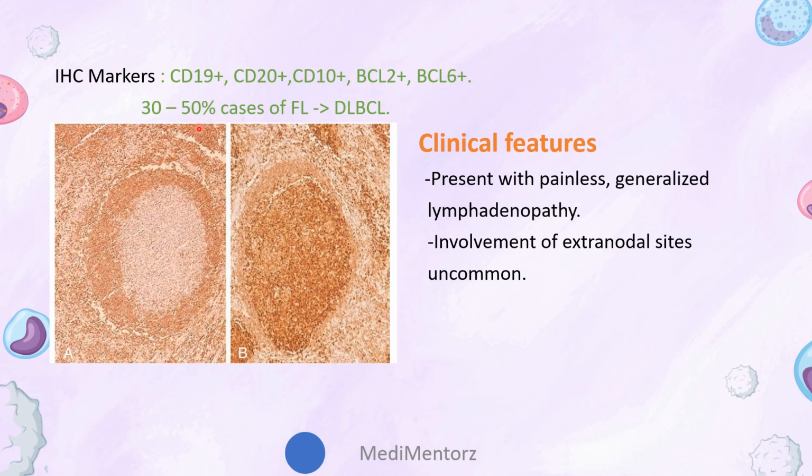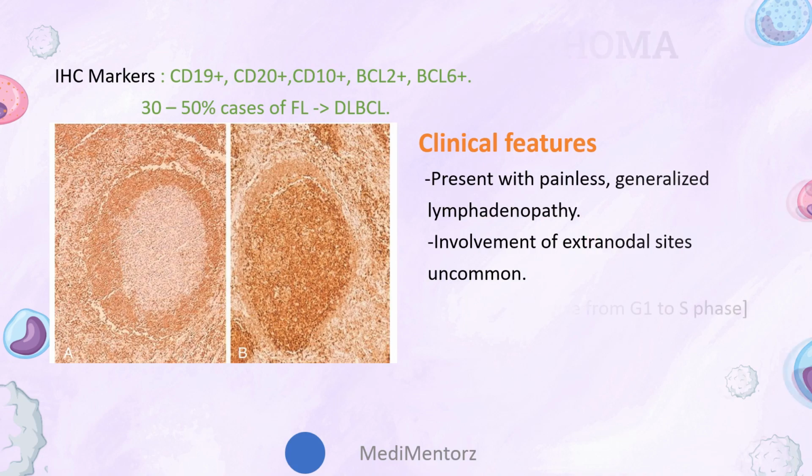And in 30 to 50% of cases, follicular lymphoma may transform into diffuse large B-cell lymphoma. Okay, so just look at this diagram. You can clearly see there is several brown color. This is fully brown colored stained. So these are nothing but IHC marker positive. Whenever we are testing anything and it comes out as IHC marker positive, it's going to be brown stained. So talking about the clinical features, they present with painless generalized lymphadenopathy. Okay, and extranodal sites are very uncommon in follicular lymphoma.